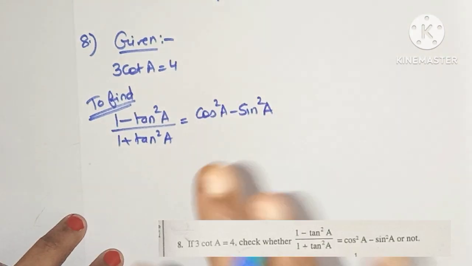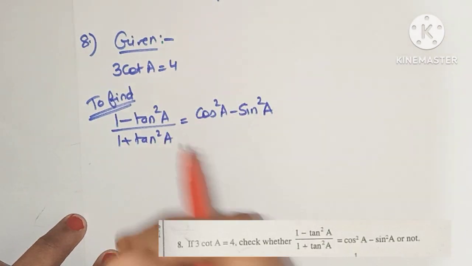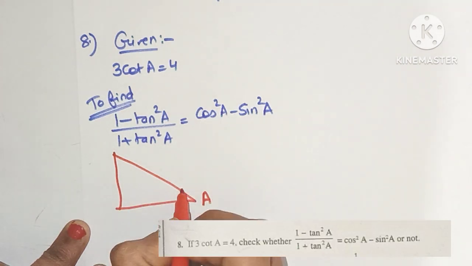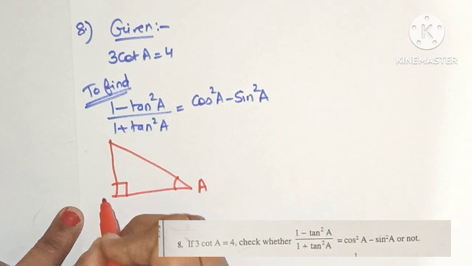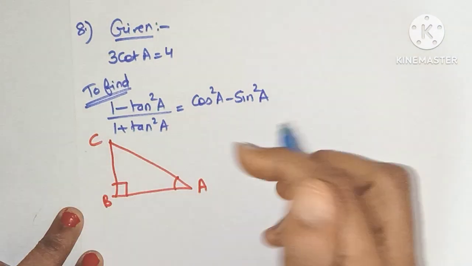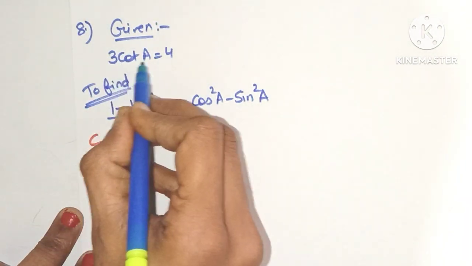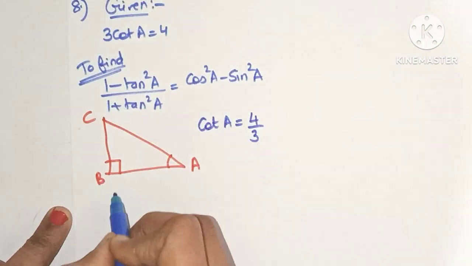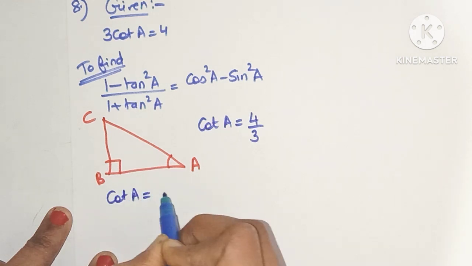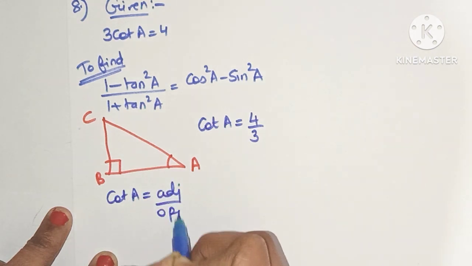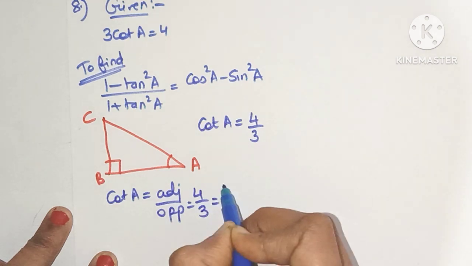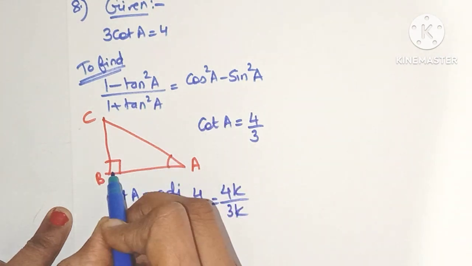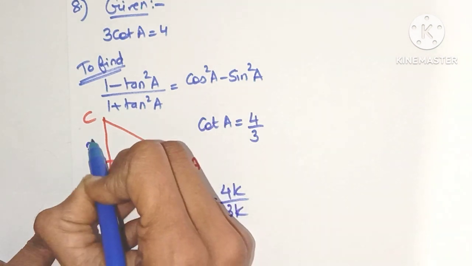Okay. So again friends, let me draw the diagram so that I get a better idea of what is happening. So if this is my A, let me call this B and C. So cot A, if 3 cot A is 4, obviously cot A is going to be 4 by 3, which means my adjacent upon opposite is 4 by 3. So let me write it as 4k by 3k. So if this is A, the adjacent is 4k, the opposite is 3k.